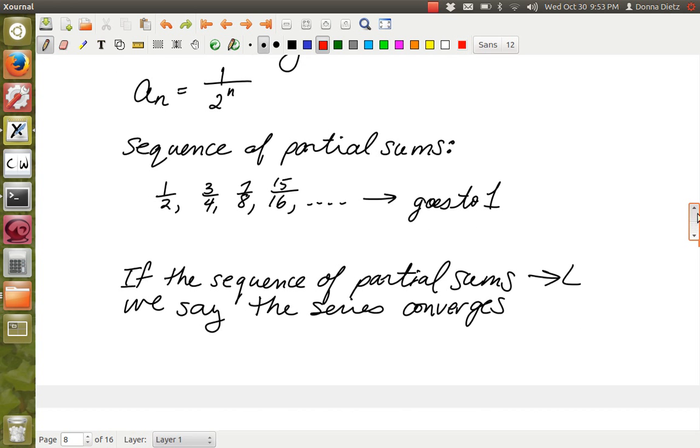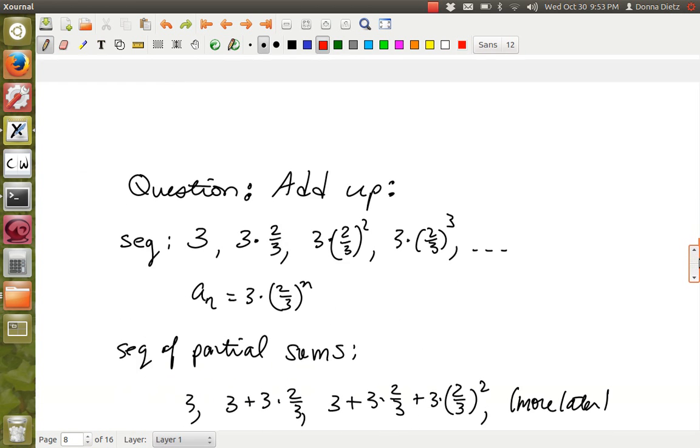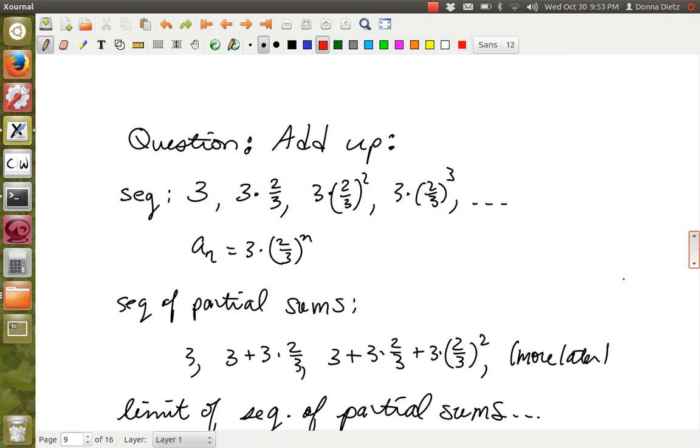And the sequence of partial sums goes to 1. It's the same as saying that the series sums up to 1. I mean, they both have to go to the same place. It's a very formal way of saying what's going on, but it's necessary sometimes.